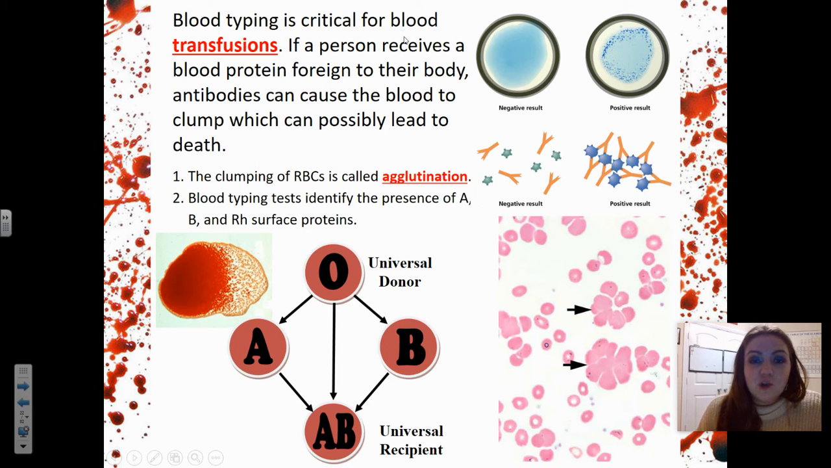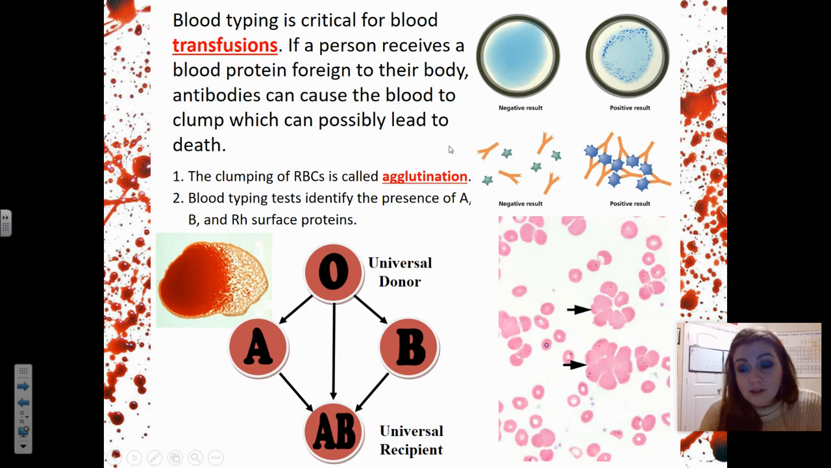Blood typing is critical for blood transfusions. That's why it took us so long to figure blood transfusions out, why so many people had negative responses, because we just didn't understand that you had to blood type people first, that we all had different blood types. Even your parents might have a different blood type than you, depending on how the genetics broke down. It was hard until we figured out how to do a quick blood test to give people the right blood. If a person receives a blood protein foreign to their body, antibodies can cause the blood to clump, which can possibly lead to death.